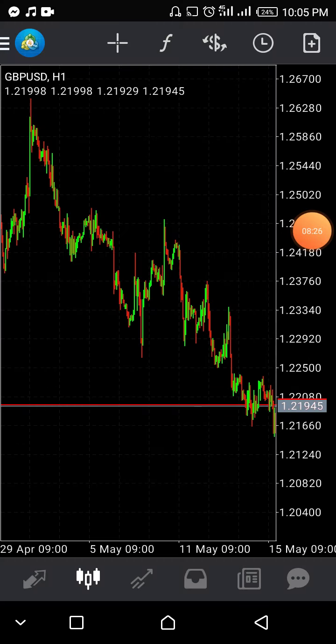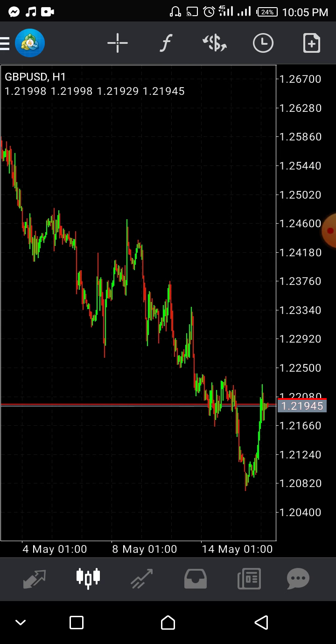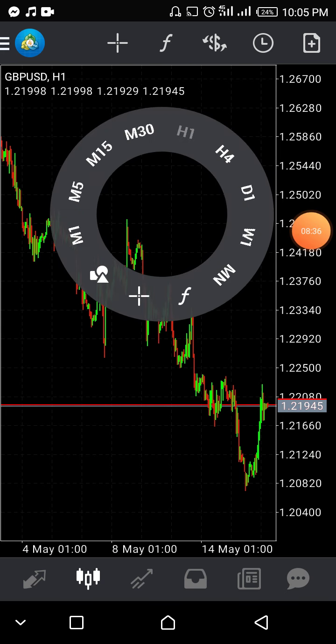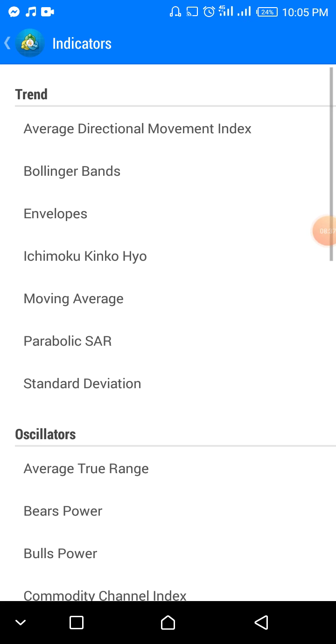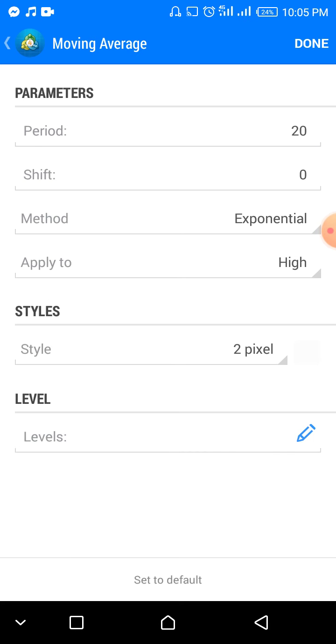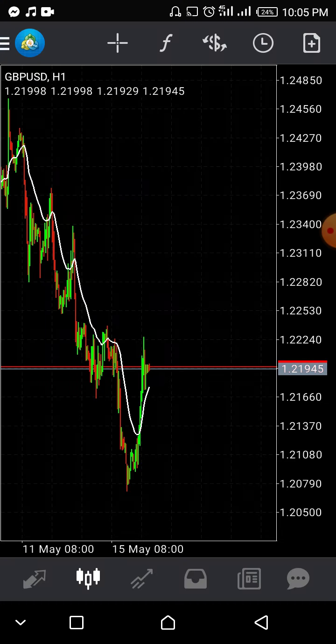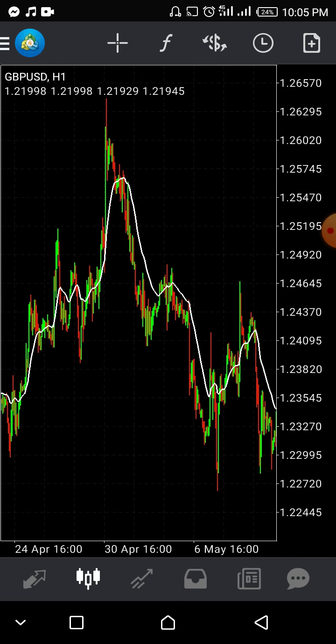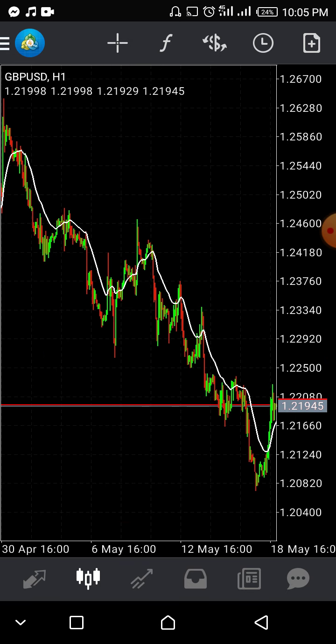If we are in a sell market, the moving average to use will be the 20 moving average. So we're going to be fixing first of all the 20 moving average. We apply to high, exponential method, period 20 high. Okay, now you click done. So now we have the 20 moving average. That's in a sell market.